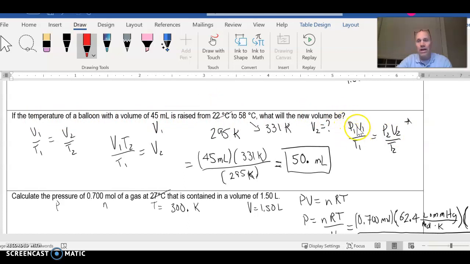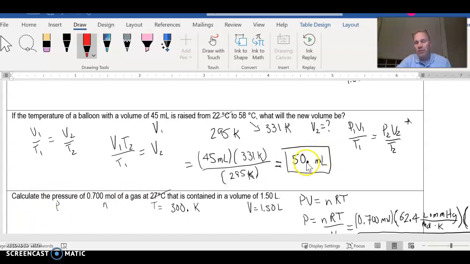So therefore I can essentially cover up the pressure part of this equation. If I just cover up the P's on both the left and the right side, it becomes this equation right here, and that's the equation you can use to solve this problem. It's asking for the new volume, so just solve for your V2, which is going to be that. Go ahead and plug in your numbers, and it gives you 50 milliliters.